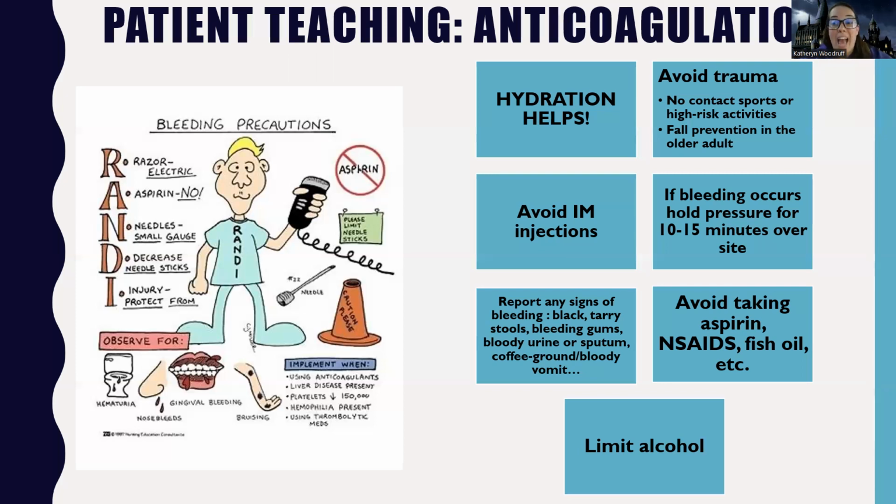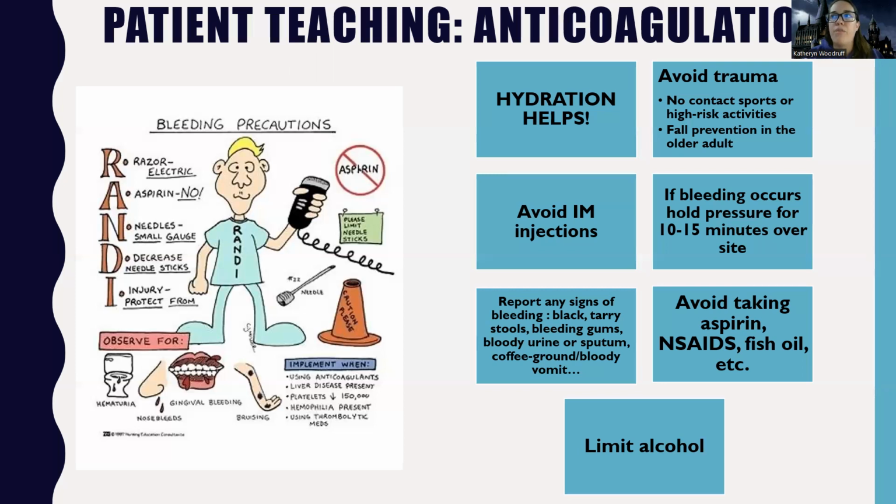Like I talked about, limiting alcohol, because alcohol is a natural anticoagulant and can lead to a lot of problems itself. And then last but not least, they always need to know the signs and symptoms of bleeding. What does bleeding look like? Where should I look for bleeding? So black tarry stools, any bleeding in their gums. We want to use a soft bristled toothbrush to prevent them from having that breakdown on their gums. Blood in their urine or their sputum.